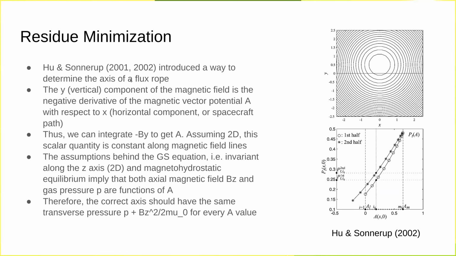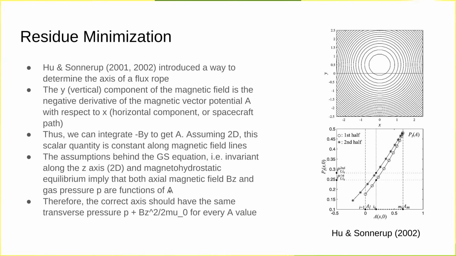As for finding the axis, they introduced a methodology based on the GS equation. Through the derivation of the GS equation, one can realize that the magnetic vector potential, which is essentially just the integral of the y component of the magnetic field, or the vertical component, assuming a certain flux rope orientation, should be the same at every magnetic field line along the flux rope structure. Furthermore, certain other properties, such as the magnetic field along the axis and the plasma pressure, should be the same at every magnetic field line.